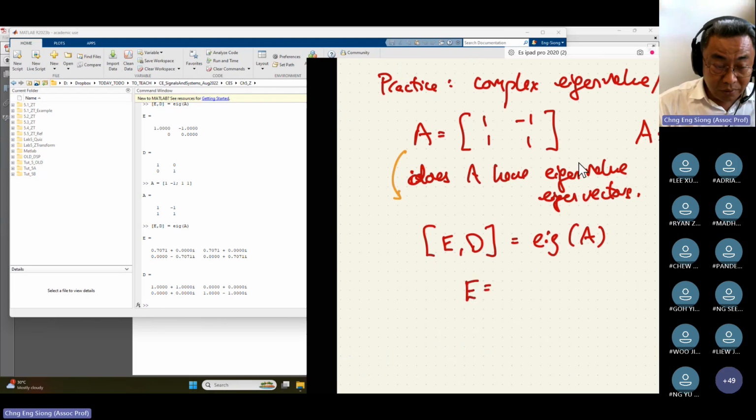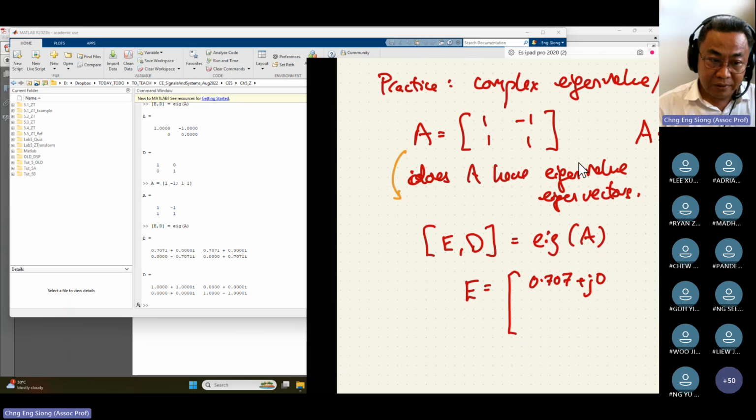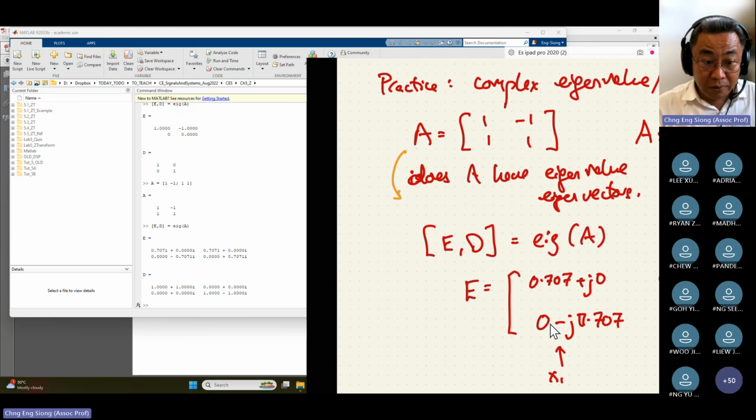E is equal to 0.707 plus j0, a complex value, and 0 minus j0.707. That's the first column. This is x1, the first eigenvector. The second one is 0.707 plus 0, and 0 plus j0.707. This is x2.